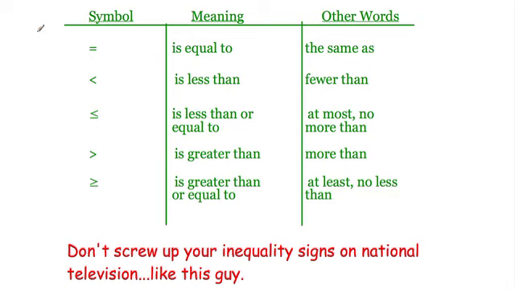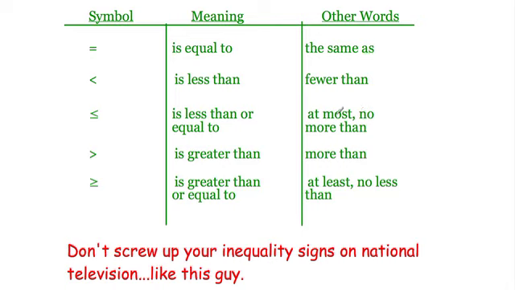So check this out. We have several different things here. We have an equal sign. When you see that, that means it's equal to, the same thing as. We have the less than. Another way you might hear that is fewer than, like 7 is fewer than 8. Less than or equal to means at most or no more than. So this one's kind of tricky.